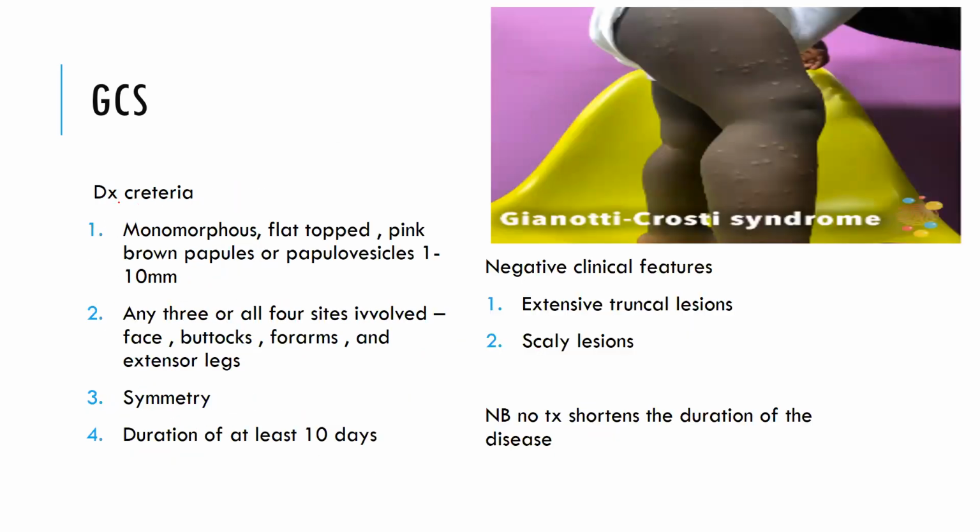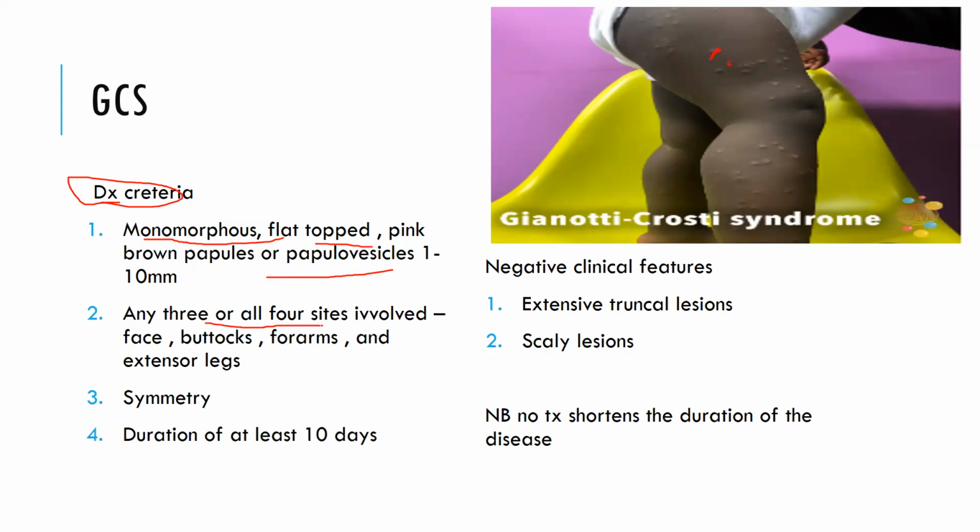Gianotti-Crosti has a proposed diagnostic criteria, which has 4 positive signs that usually account for it, and 2 negatives that are usually against it. The first positive is that the patient will have monomorphous flat papules or papulovesicles up to 10 millimeters in diameter, as you can see in this picture, and usually most of them are discrete.